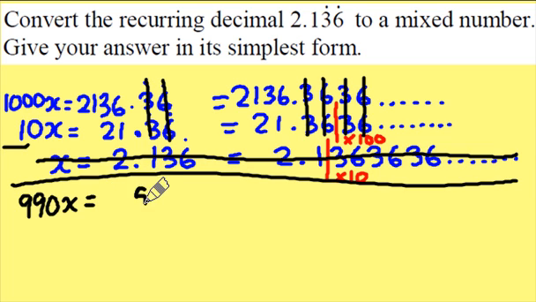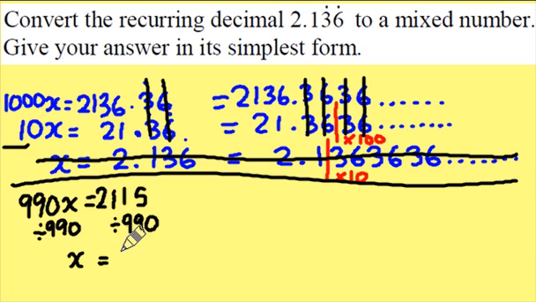take away 1 is 5, 3 take away 2 is 1, 1 is left by itself, and the 2 in front, 2115. Dividing both sides by 990 leaves me with x equal to 2115 over 990.